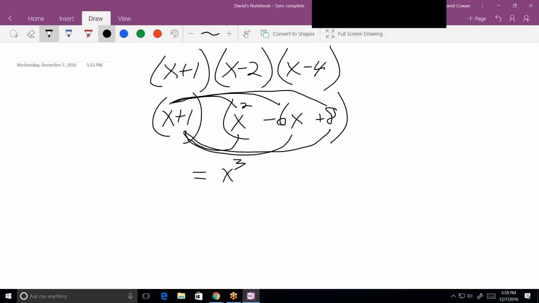Okay, keep going. And then it'll be negative 6x squared. Okay. And then plus 8x. Keep going.